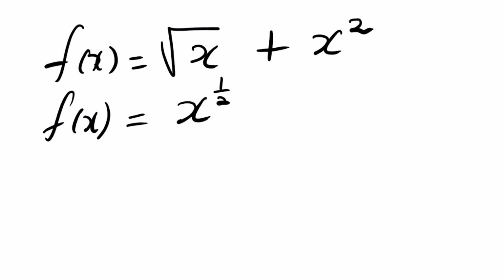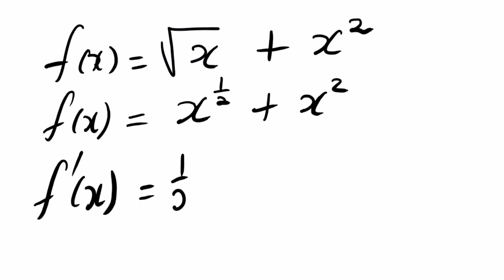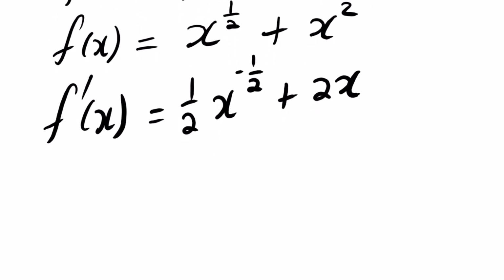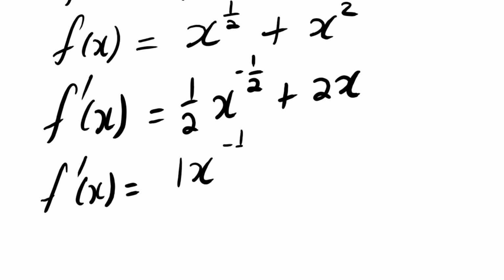So back to our question, the square root of x is the same as x to the power 1 over 2, and then we simply rewrite this, and then we find the derivative. We have 1 over 2 x to the power negative 1 over 2 plus 2x. Now since our question has a radical sign, we need to try to leave our answer in radical form. Now 1 over 2 multiplied by x to the power negative 1 over 2 is the same as 1 over 2 times x to the power negative 1 over 2.